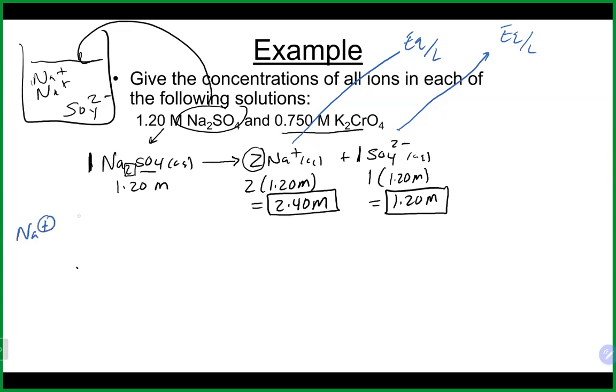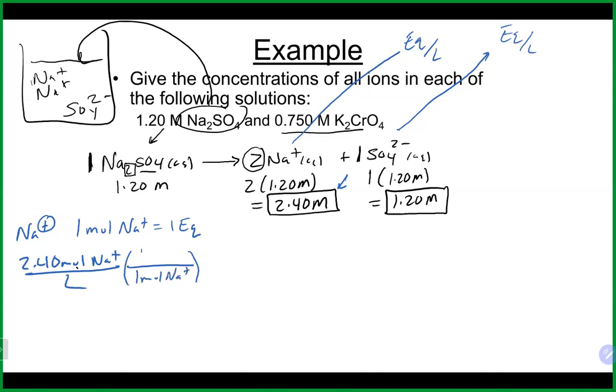From that, it has a 1 charge, which means for every 1 mole of sodium ion, you get 1 equivalent. That means if we took the molarity of just the sodium ion here, that would be 2.4 moles of sodium per liter. Using our equivalence as a conversion factor, 1 mole of sodium gives me 1 equivalent. And that would give me 2.4 equivalents per liter of sodium ion in that solution, as the moles would cancel.